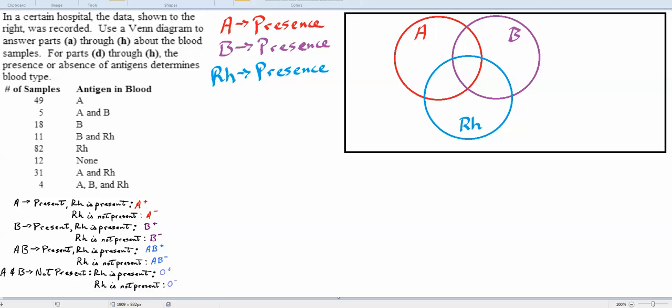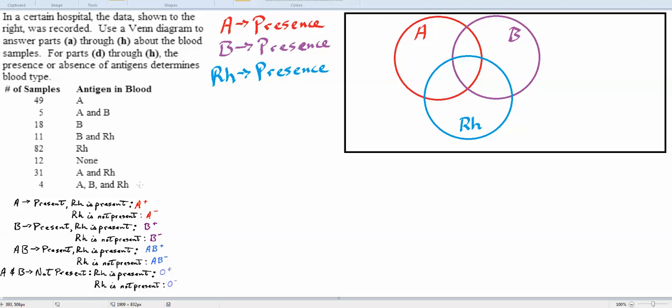And let me illustrate what that would look like. This is going to be the absence of the A antigen. So it's everything outside the red circle. Okay, and likewise we could do the same thing for the absence of the B antigen, which would be everything outside the purple circle, and the absence of the RH antigen would be everything outside of the blue circle.